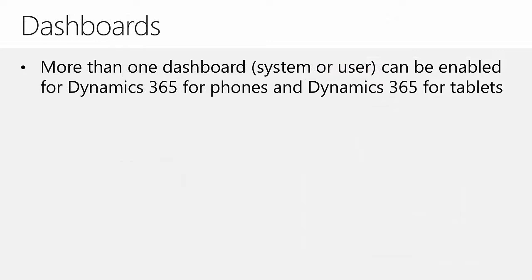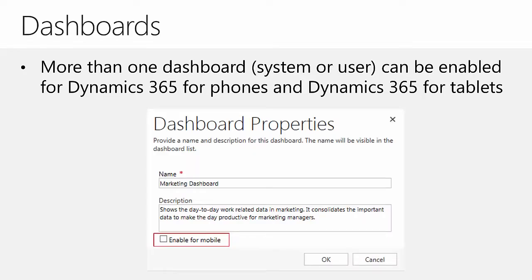In Dynamics 365 for tablets and Dynamics 365 for phones, multiple system and/or personal dashboards can be available by ensuring the right property for the dashboard is in place. The property is called Enable for Mobile, and again, this applies to system and user dashboards as well.